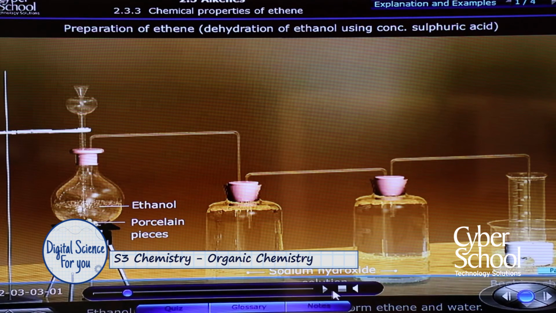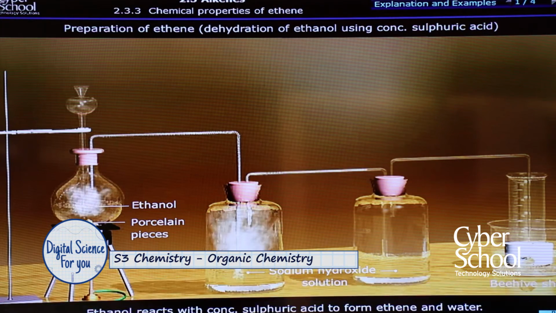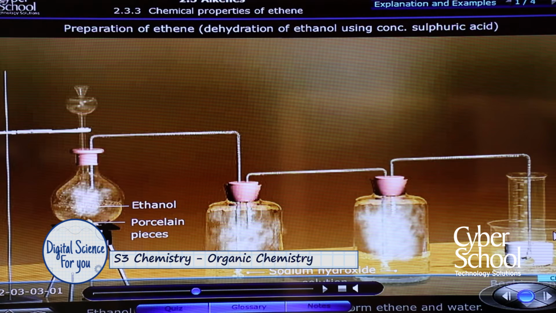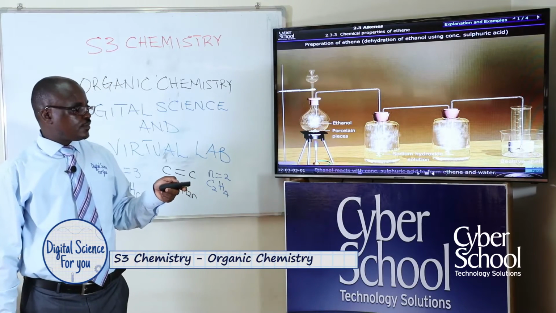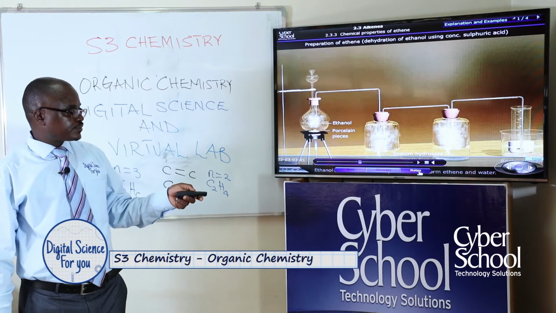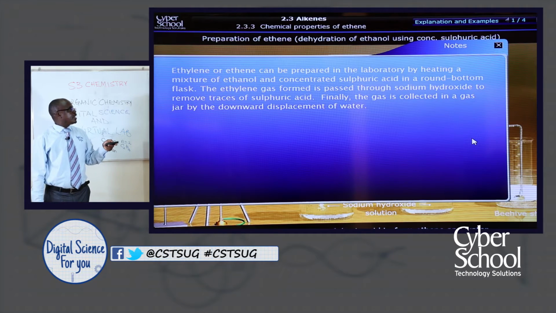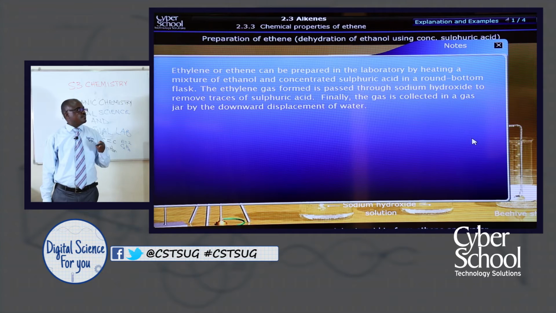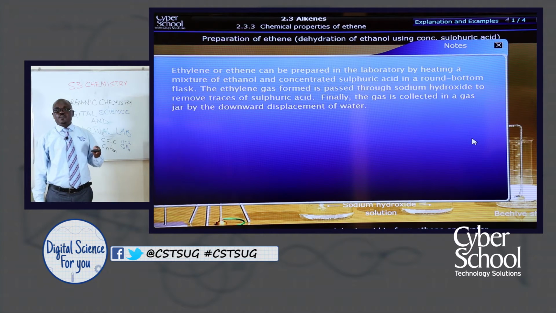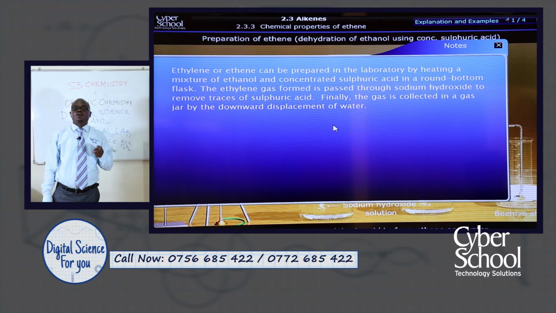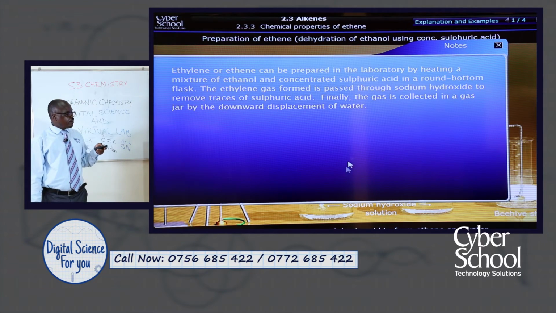Let's continue playing. The gas is bubbled through sodium hydroxide solution, and then later it is collected over water because it is slightly soluble in water. Let's check on the notes. Ethene, as I've said, is prepared by heating a mixture of ethanol and concentrated sulfuric acid. The gas is passed through sodium hydroxide solution to remove traces of sulfuric acid, and then the gas is collected by downward displacement of water because it is slightly soluble in water.